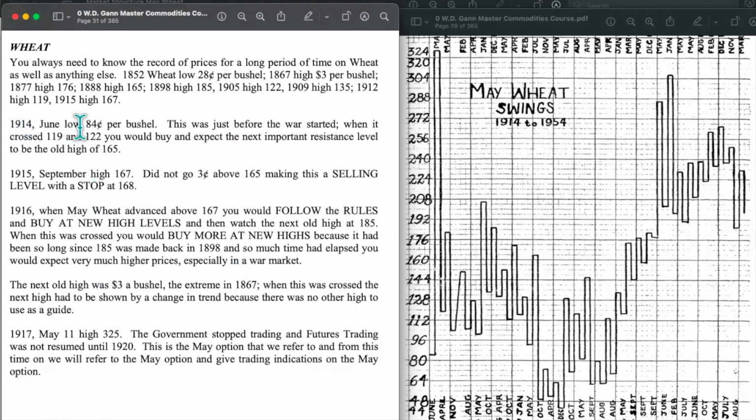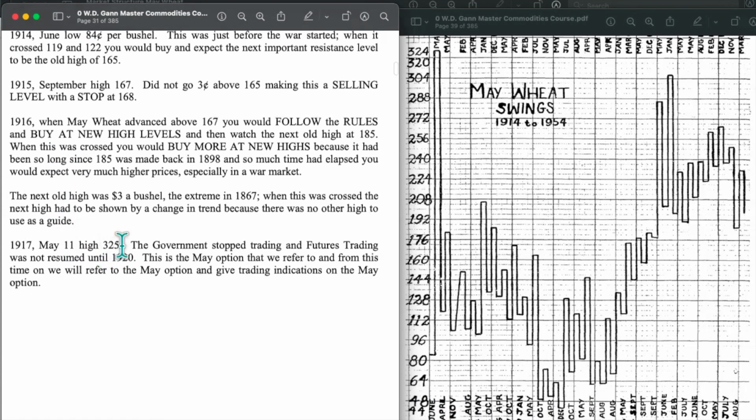1914 June, low was 84 cents per bushel. This was just before the war started, when it crossed 1919 and 122. So we had a high over here somewhere around 1914, or maybe we had this high of 325 in 1917. So let's look at the chart from this point of view, because before this the chart is not very clear and we just have a low and a high. We start from here, that is 1917. May 17 high was 325.